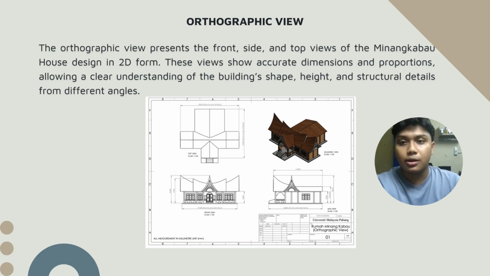Next is the orthographic view. This view presents the front, side, and top views of the Minangkabau house in 2D form. These views are drawn with accurate dimensions and scale, allowing us to clearly understand the shape, height, and proportion of the building from different angles.